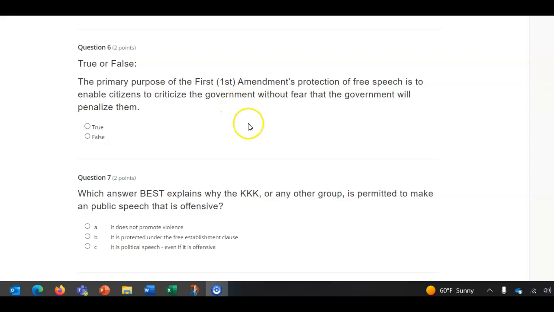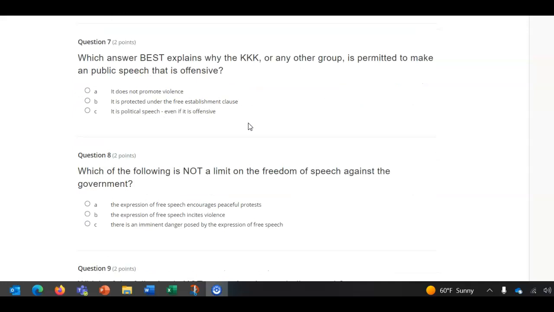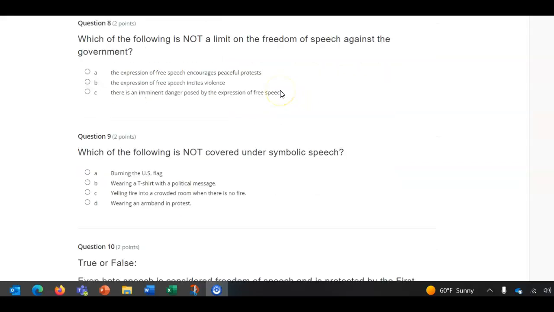True or false? The primary purpose of the First Amendment's protection of free speech is to enable citizens to criticize the government without fear that the government will penalize them. True, false. Which answer best explains why the KKK or any other group is permitted to make a public speech that is offensive? A. It does not promote violence. B. It is protected under the Free Establishment Clause. C. It is political speech, even if it is offensive.